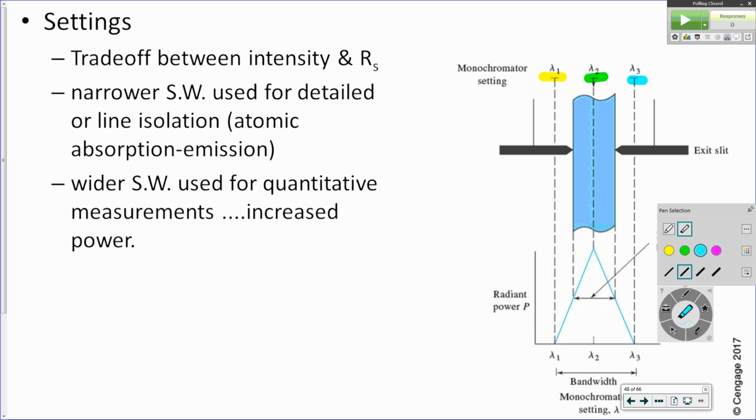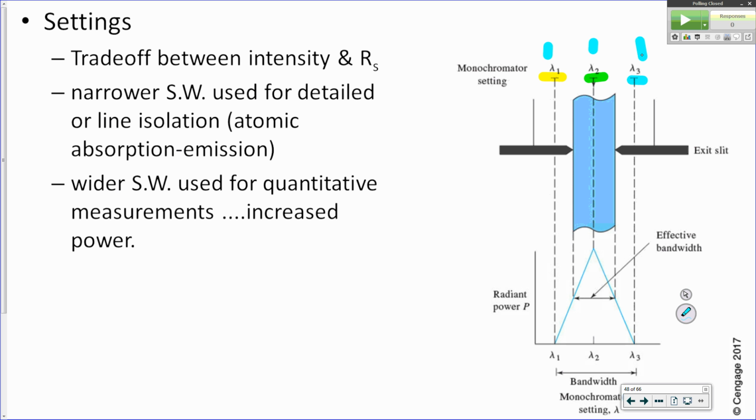And we have to keep in mind, if it's a continuum source, these things are all blended together. So this ideally is 3 monochromatic beams of light coming in. Well, the continuum sources are not like that. It's continuous. So whenever we think about these settings or adjustments, our trade-off is between getting the intensity we need and the resolution that we want to have.